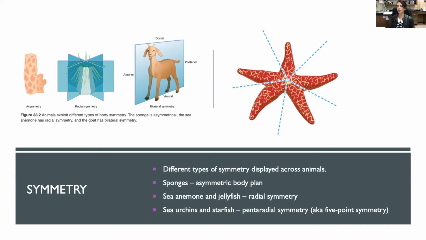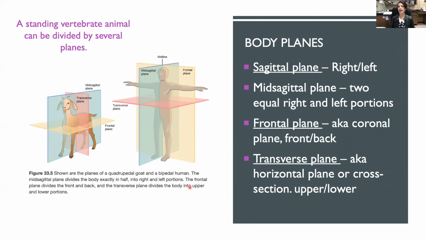And probably the most common type of symmetry that you might be familiar with is called bilateral symmetry, and that is what you and I display, as well as many of our furry friends around, where you have a dorsal, a ventral, a posterior, and an anterior plane, and you can just slice the animal right down the center about their nose here. A standing vertebrate animal can be divided by several different planes.